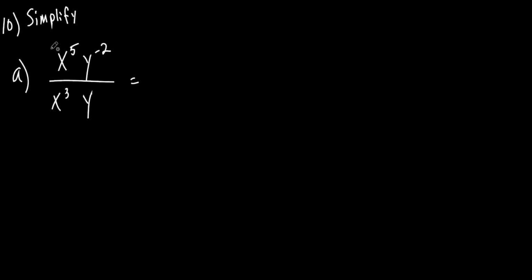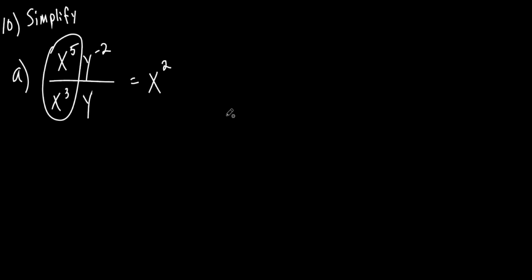Now, the first one's pretty easy, this first part. It's the x's, right? You've got the same base, so what do you do? They're both positive, so you just take the base and subtract the exponents. 5 minus 3 is 2. Easy.